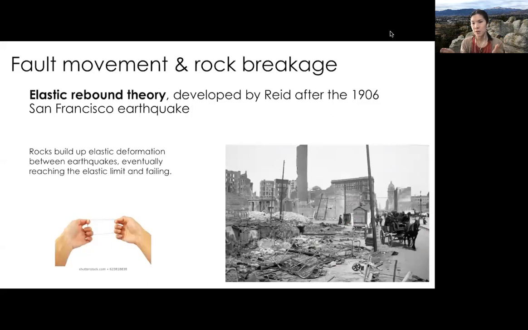But eventually you reach the limit of how far you can stretch that rubber band, and it's going to break or snap. And that breaking or snapping releases a lot of energy in the rubber band. You can feel it as heat on that rubber band. And with earthquakes, we can feel that as the rock breaking and an earthquake occurring.